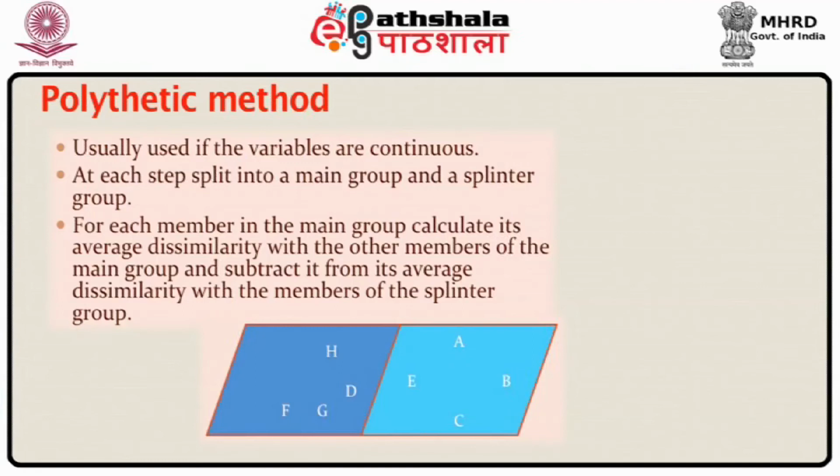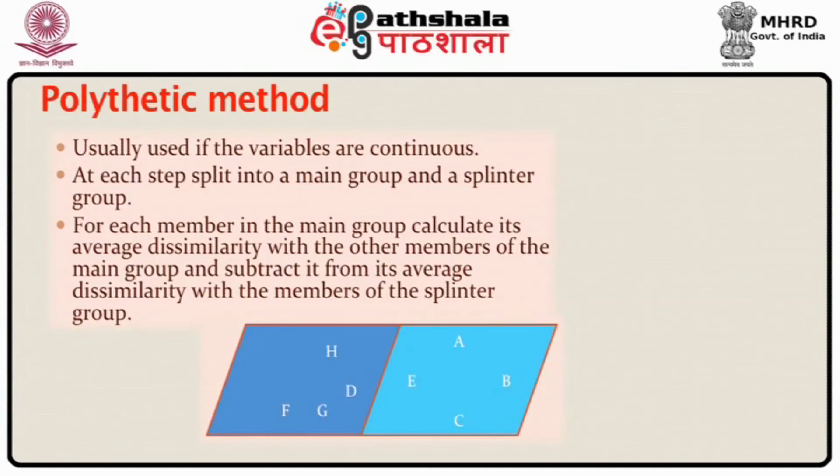We calculate the distance of B from A, from E and from C. These three distances we average out. Then we calculate the distance of B from D, H, F and G, and then take the average of those also. And then we take the difference of these two averages. What we can see is that if we are looking at B, in that case its average with A, E and C would be small compared with its average distance from D, H, G and F. So if we take the difference, it's primarily going to be negative.